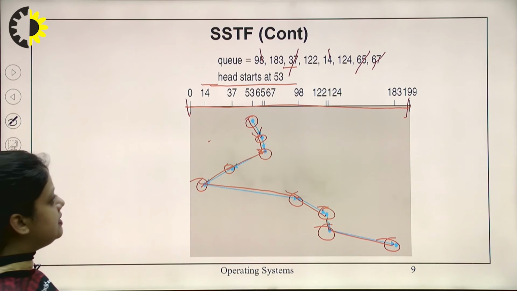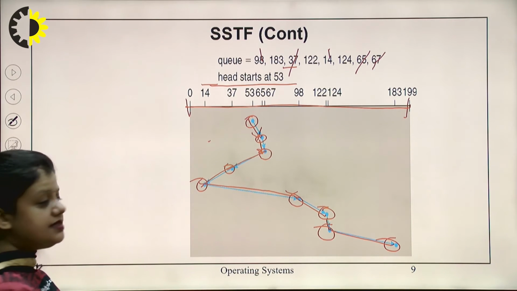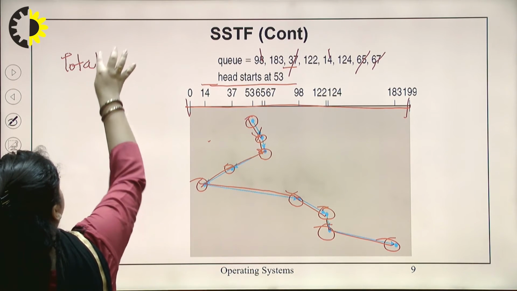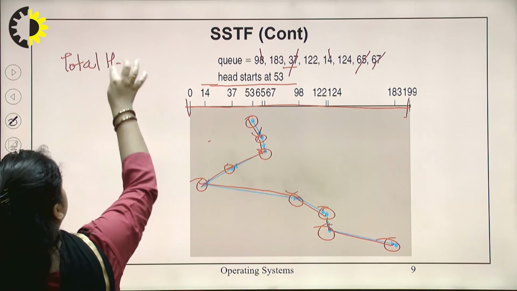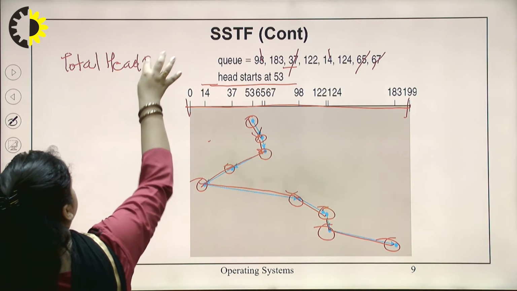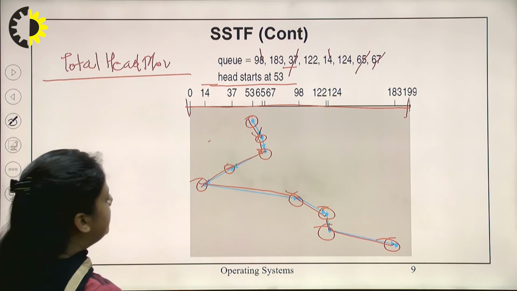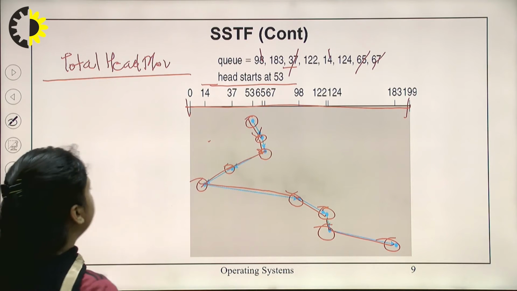So similarly, in the similar way as I calculated in my last example, we are going to calculate the total head movement. The total head movement. So on calculating the total head movement, again from first, it travelled from 53 to 65.